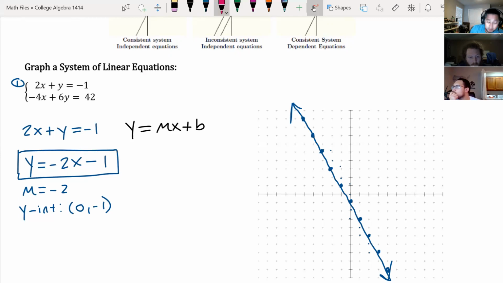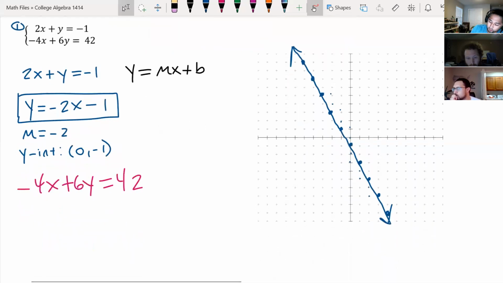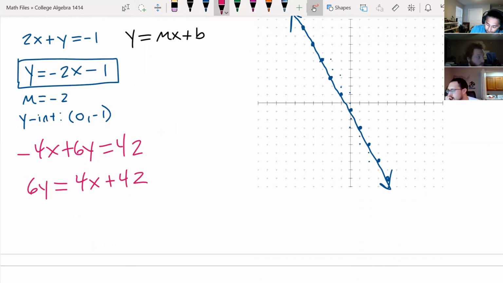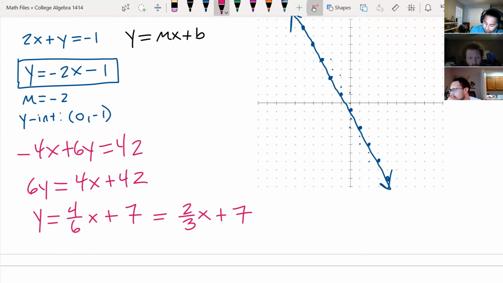And now equation 2 is -4x plus 6y equal to 42. So let's do the same thing. Solve this equation for y. Move that 4x over to the right side, and then divide everything by 6. y equals 4/6 x plus 7. And we know that 4/6 reduces to 2/3 x plus 7.